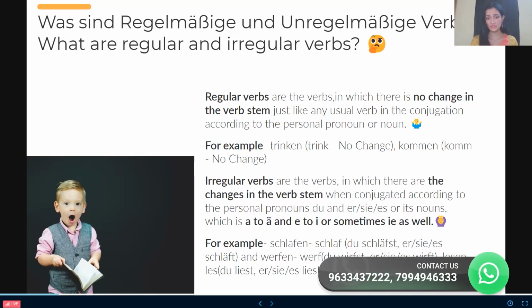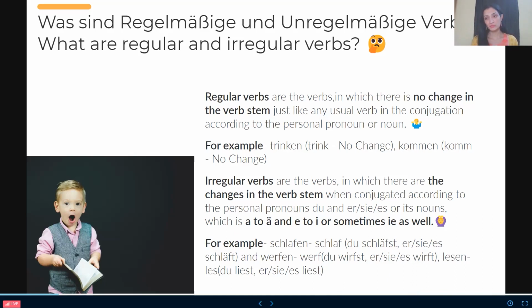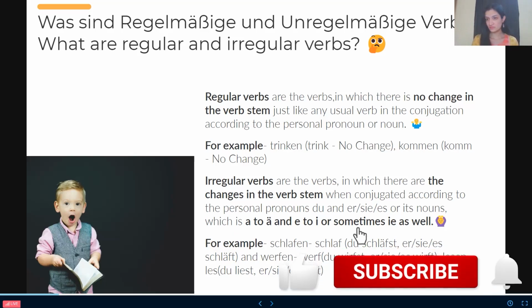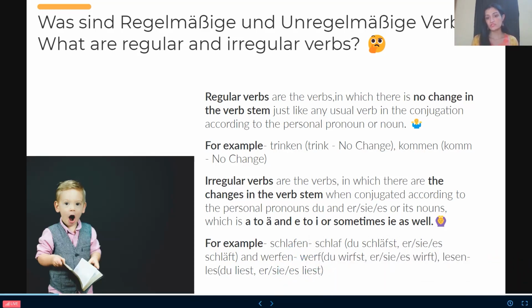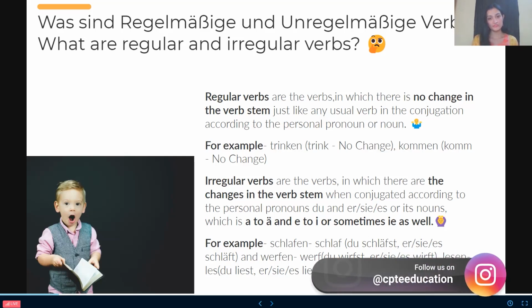Okay. Now lesen. Lesen is to read, like this cute boy is doing right now. So lesen is to read, after removing en, les will be remaining. Here in les again e is coming. So here e will change to ie. So in du liest, er liest. In du, again e will change to ie and st ending, and in er it will be ie and t ending. Okay, and in du liest, s is already there in the verb stem, so that's the reason I haven't put any extra s for the ending. So du liest, er liest.